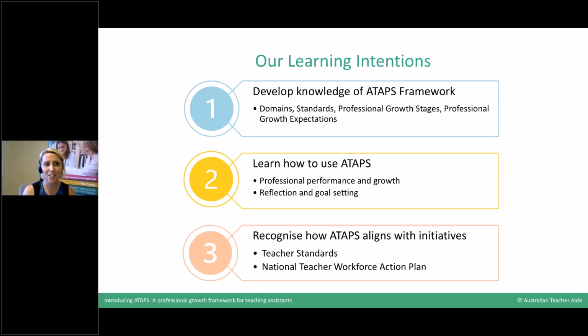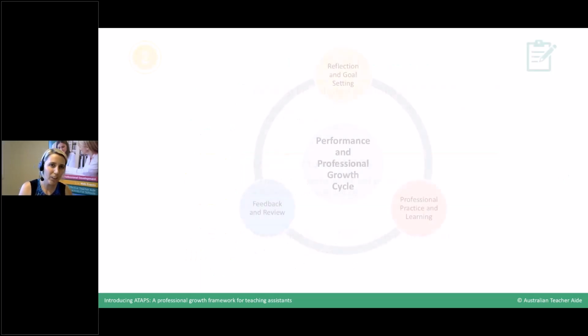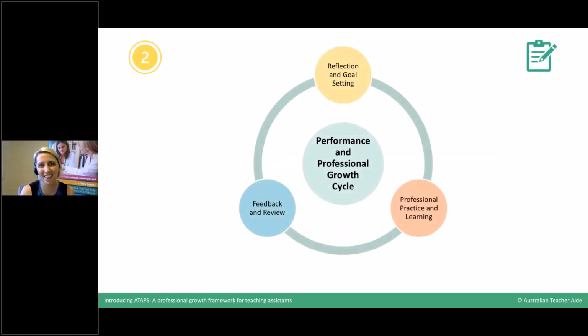So our second learning intention today is to learn how to use ATAPS for professional performance and growth and for reflection and goal setting. So I'm going to talk very briefly about how you could do this. On your worksheet, you have a question there that says list the 3 steps in the performance and professional growth cycle. So you can see those 3 circles there. The first one is reflection and goal setting. Then we have professional practice and learning, and then we have feedback and review. And this is a cycle that all professionals have or should have available to them.